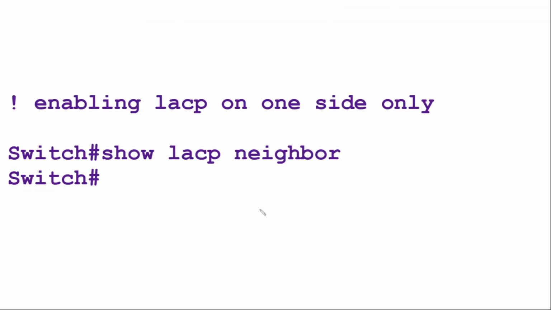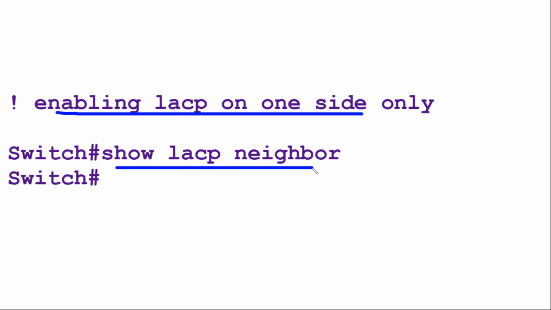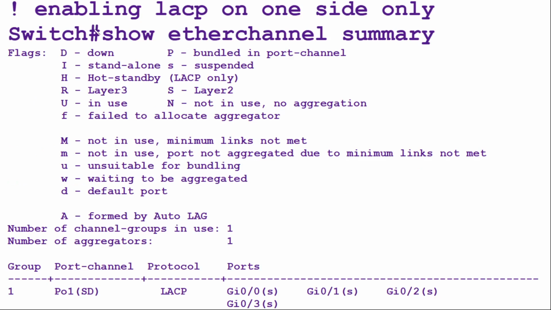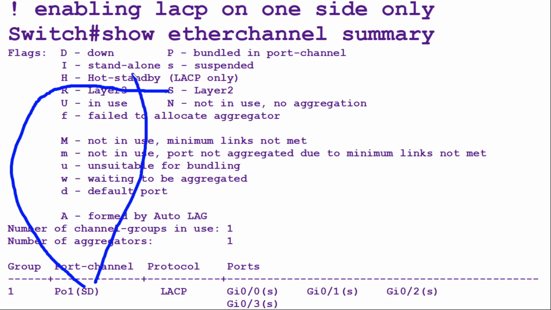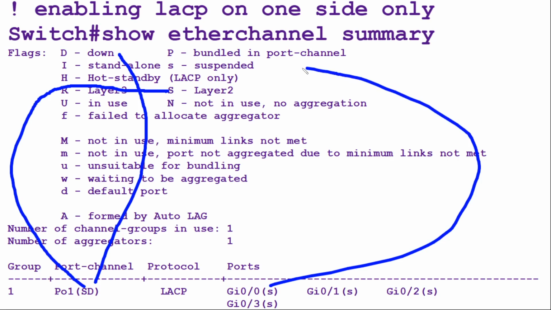and if you have enabled LACP on one side only and you issue show LACP neighbor, you will not see anything, because no neighbors are being seen yet. Now show EtherChannel summary will show, for instance, that this port channel is a layer 2 port channel, and it is in down state because only one side has been configured, and your individual interfaces are in suspended mode.